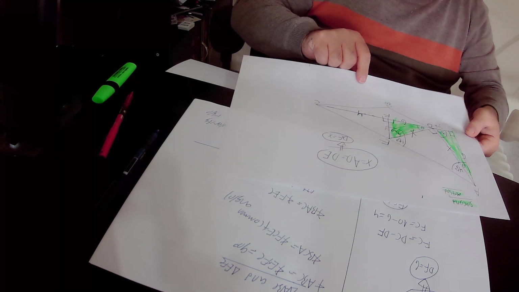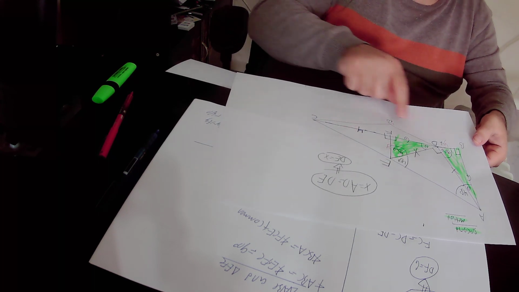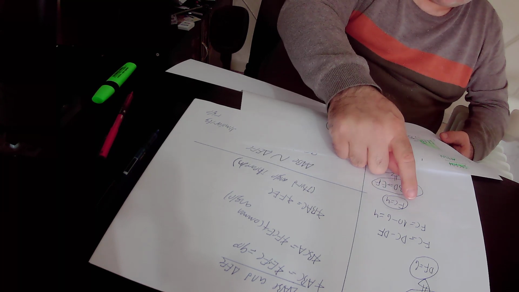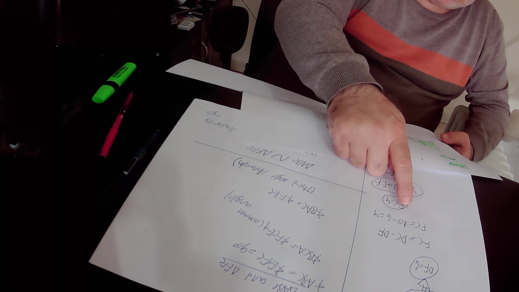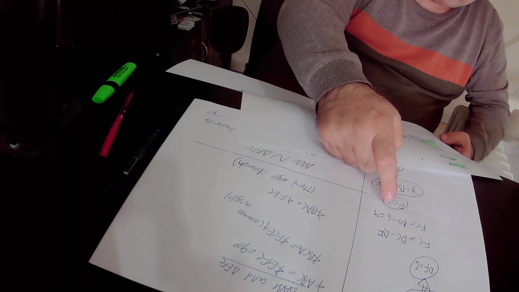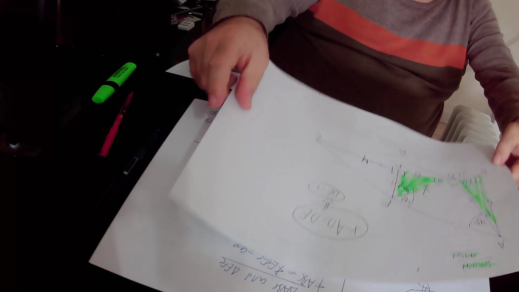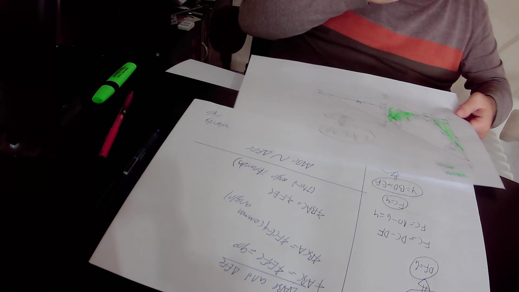And what is the value of FC? FC equals DC minus DF. So FC equals DC, that is 10 units, minus DF, that is 6. So FC equals 4 units. So we found out that FC equals 4 units.